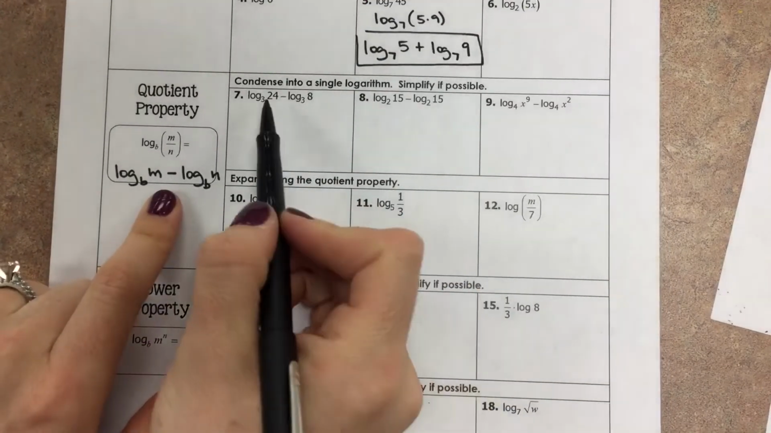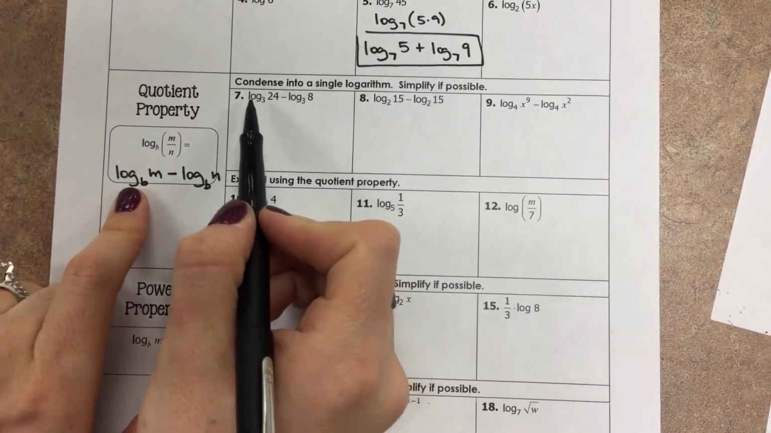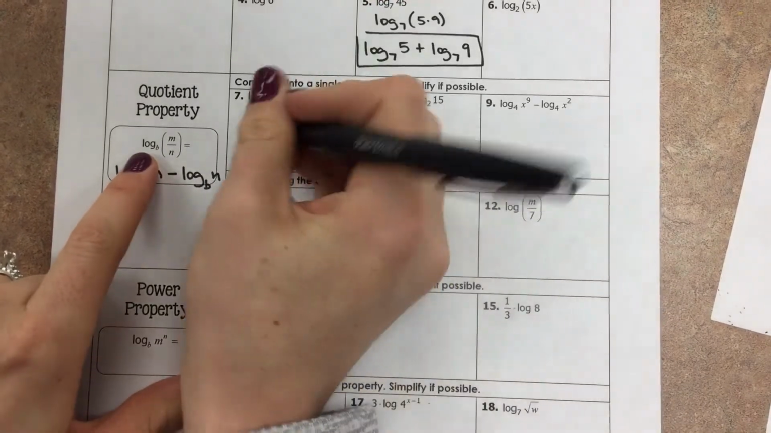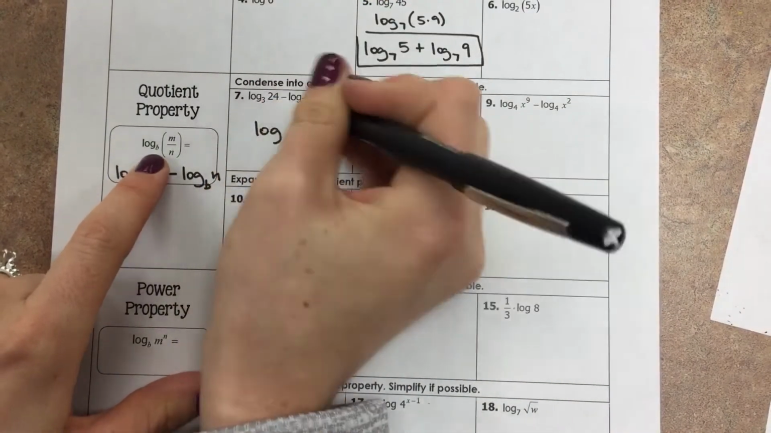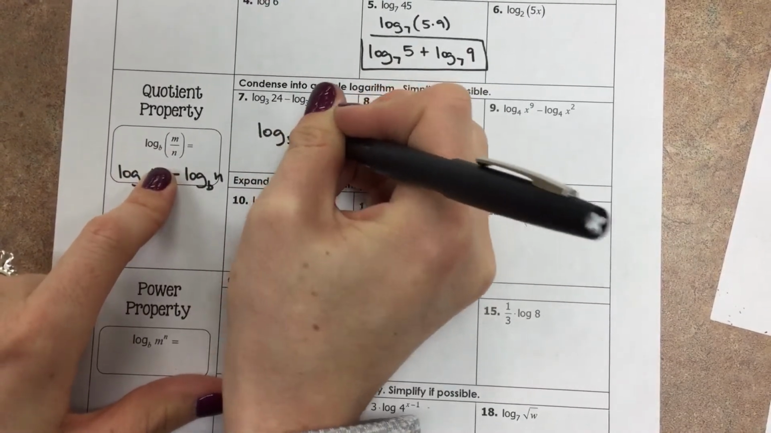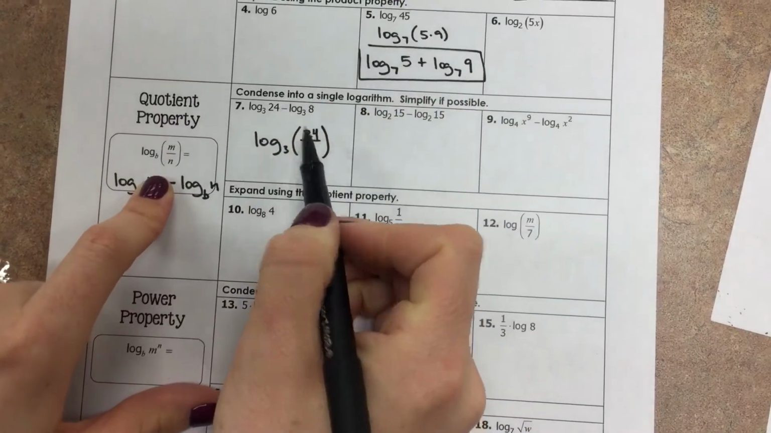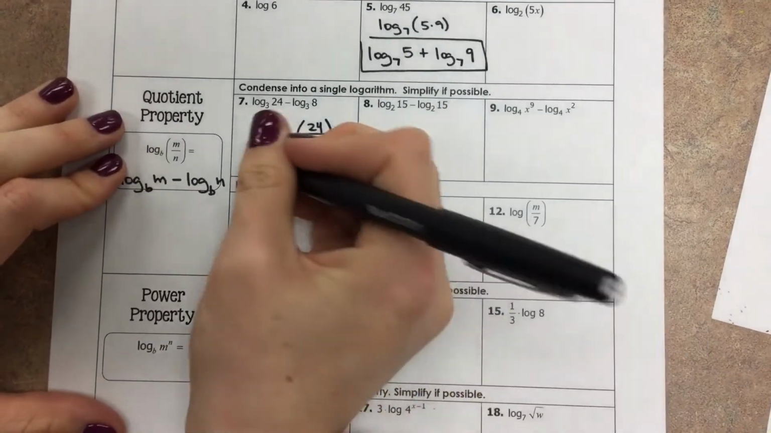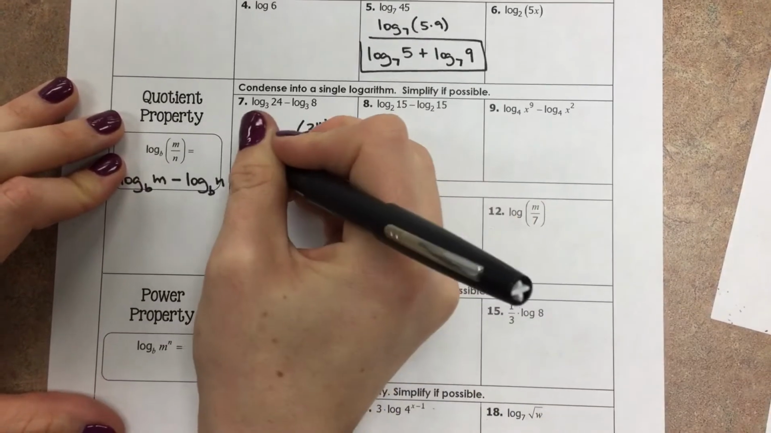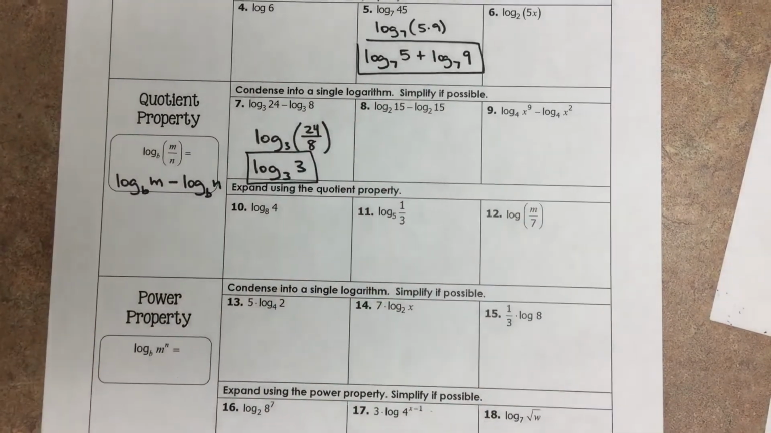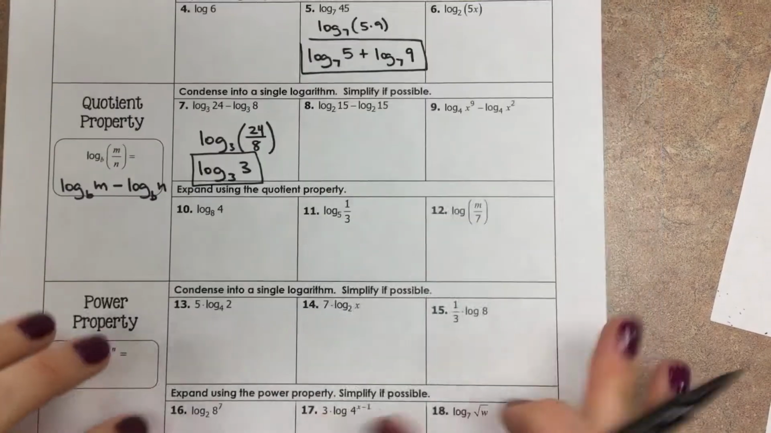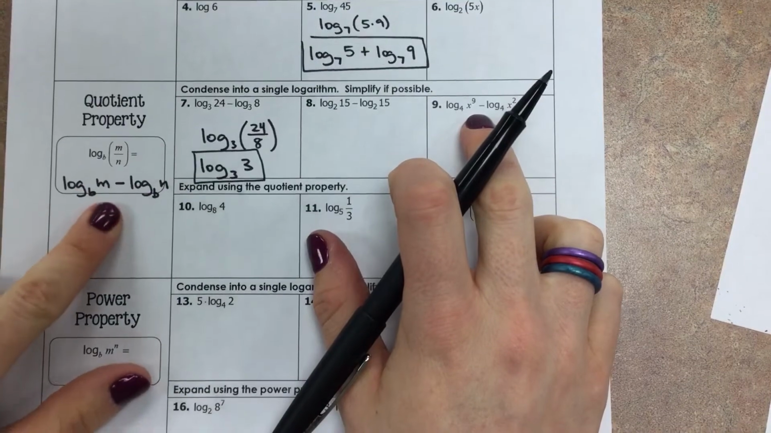So number 7, we are in this form right now. We have a log minus a log. We need to turn it into this form. So log base b, which is 3, of m over n, which is 24 over 8. In anything like this, if you can simplify, then you should. So 24 over 8 reduces down to 3. So this is log base 3 of 3. And if you were asked to evaluate that, you could, but for right now, we're just keeping them in logarithmic form.